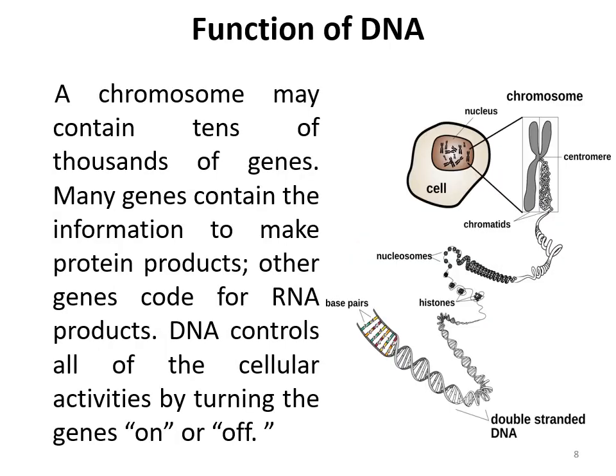Chromosomes may contain tens of thousands of genes. So different species of animals have different numbers of chromosomes, and the different numbers of chromosomes in the different species contain up to tens of thousands of genes on them. Many genes contain the information to make protein products. Other genes code for RNA products. DNA controls all of the cellular activities by turning the genes on or off.